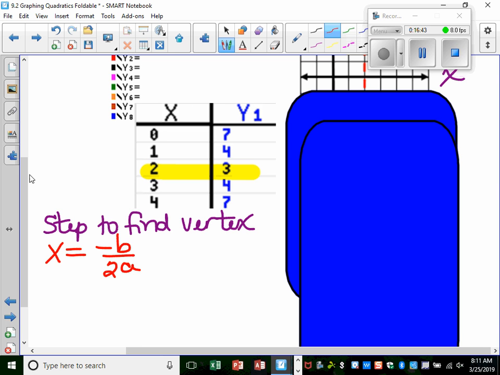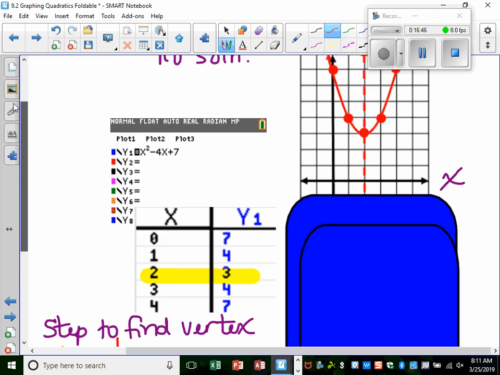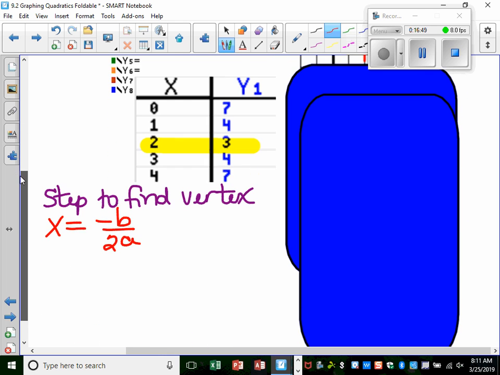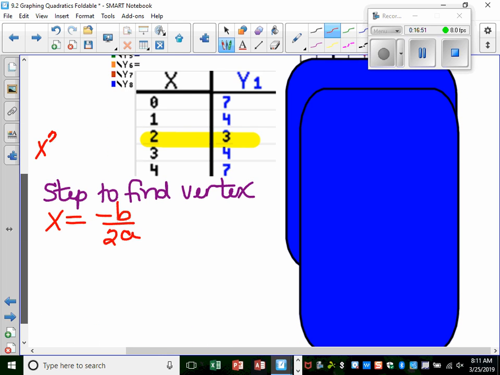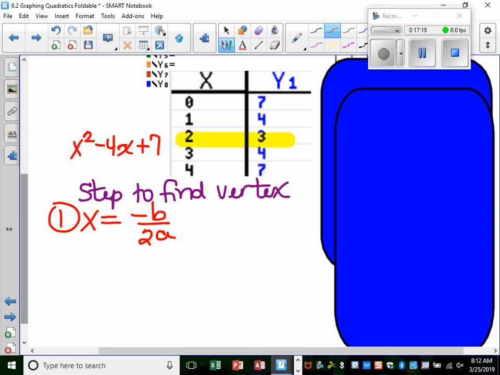Okay, so let's see what the original equation was: x squared minus 4x plus 7. Please write this down, guys, because this is what you're going to have to use when you have to find the vertex by hand. Step 1 is right here. You're going to write that down: x equals the opposite of b over 2a.